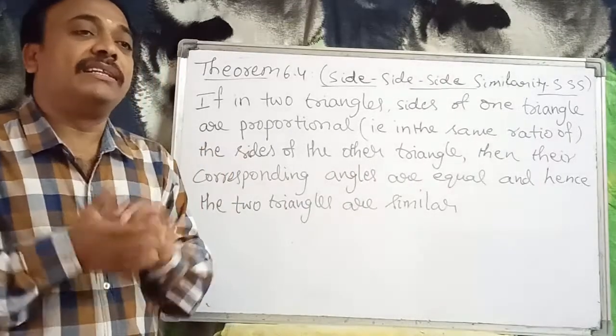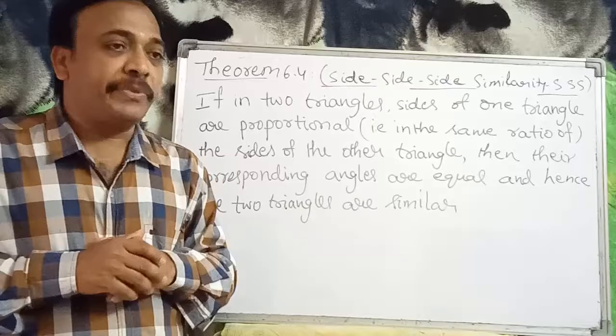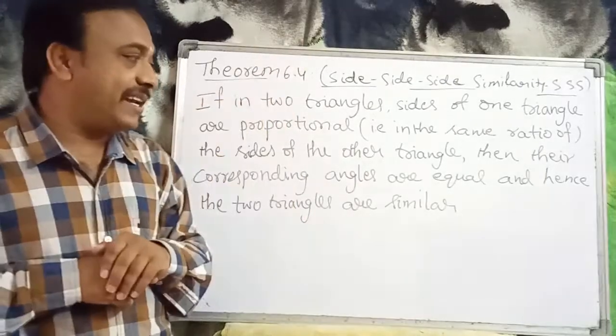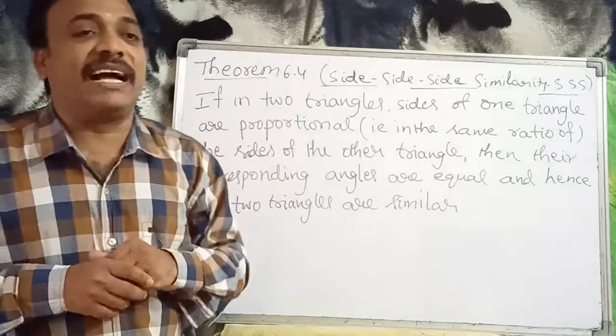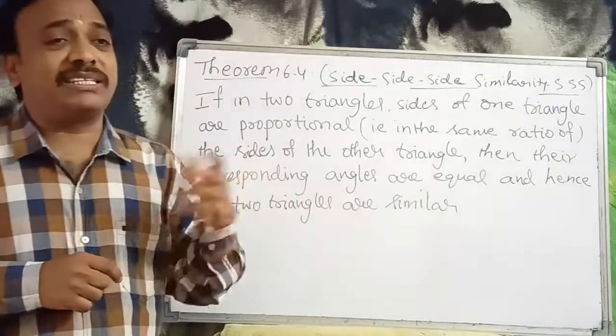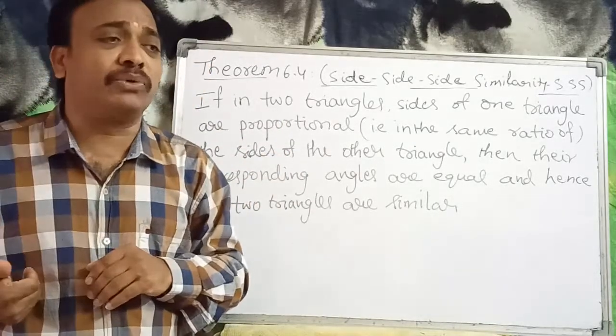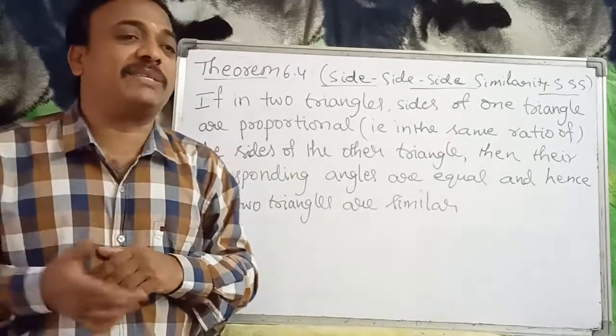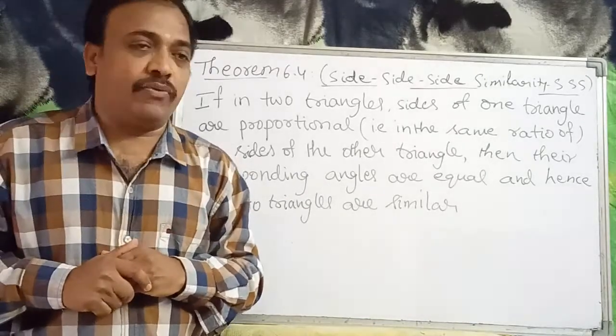It means he gave that the sides are already in proportion. So if they are in proportion, then the corresponding angles are equal and hence the triangles are similar. So he gave that sides are in proportion. We need to prove that the two triangles are similar by proving their corresponding angles are equal.